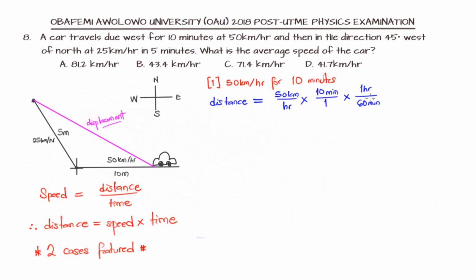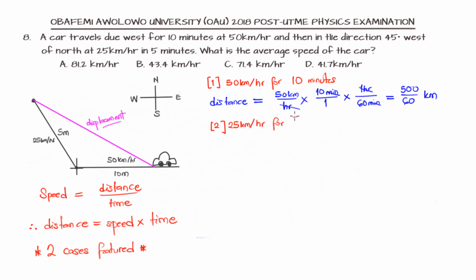Okay. So the minutes from the denominator and numerator, they will cancel out. The hours will cancel out. Okay. So now we can have our distance to be 500 kilometers divided by 60. That is the distance. You can see how I took care of the unit so that hours and minutes are not constituting any nuisance for me.